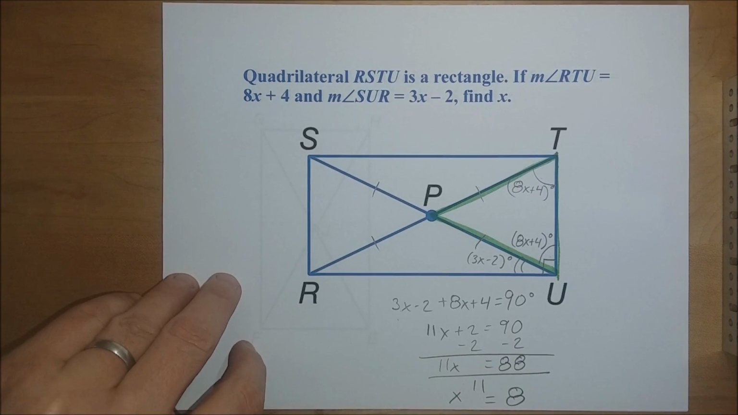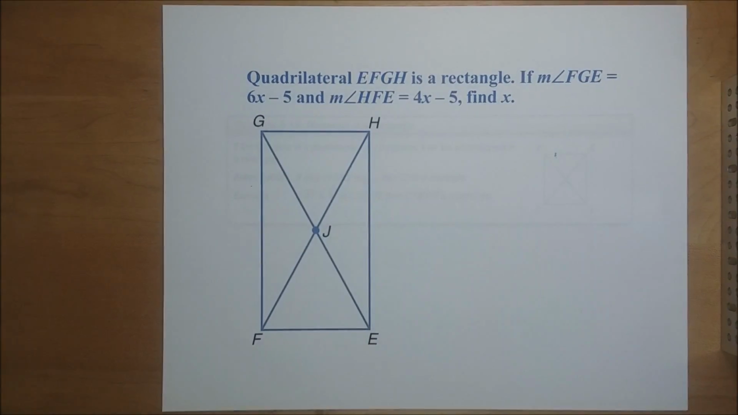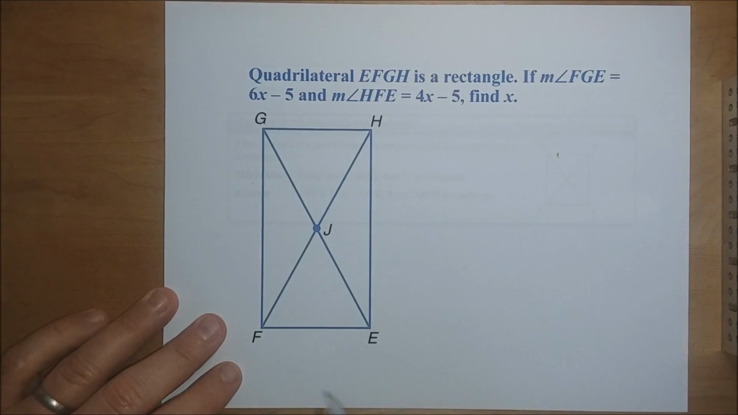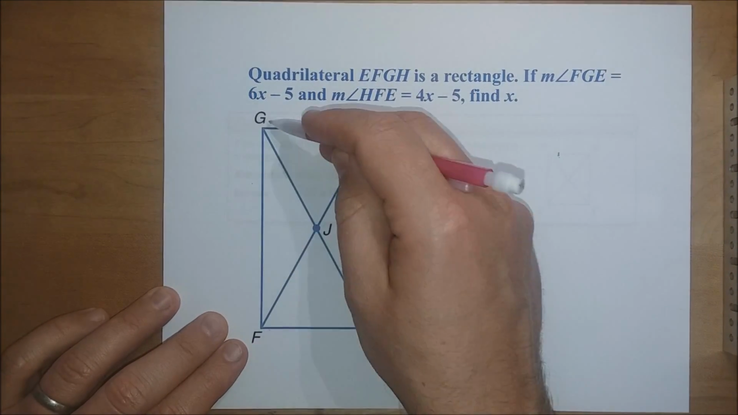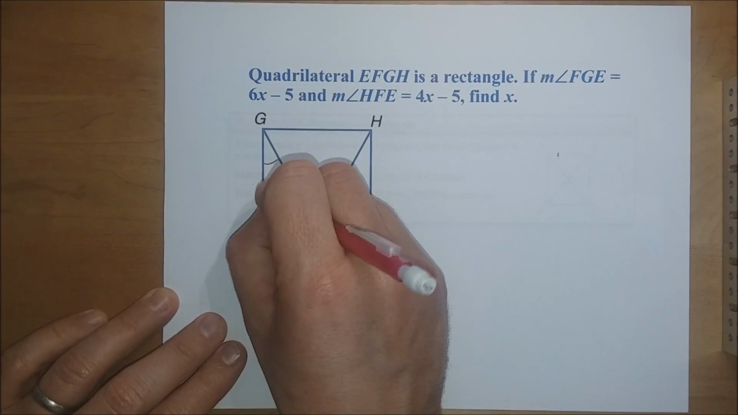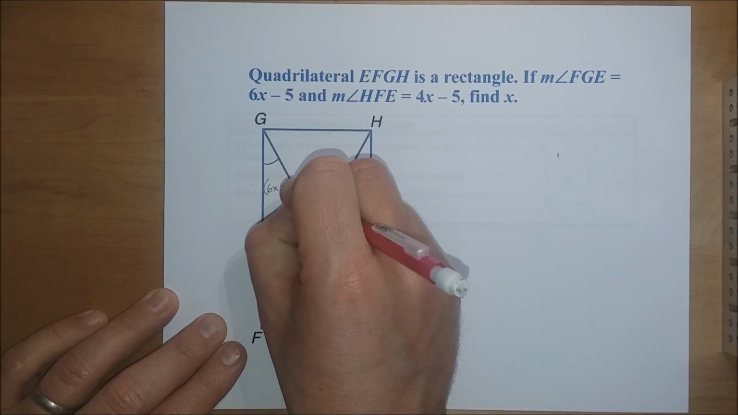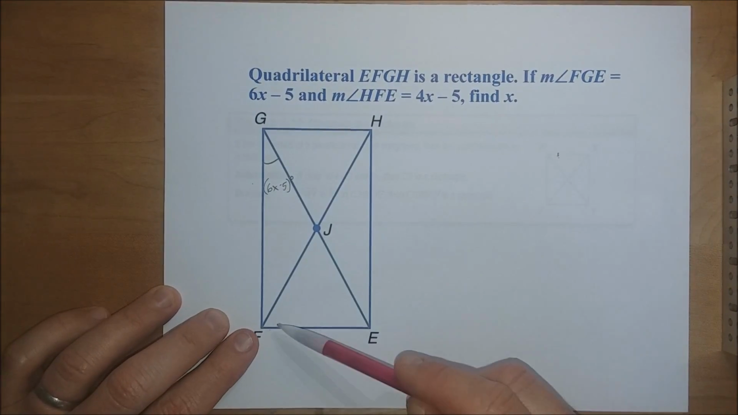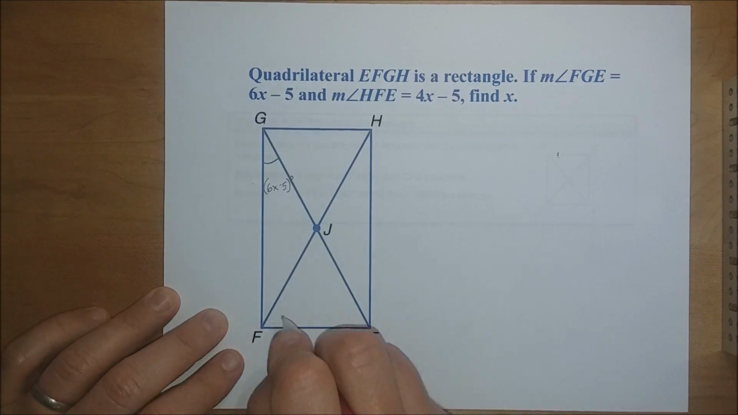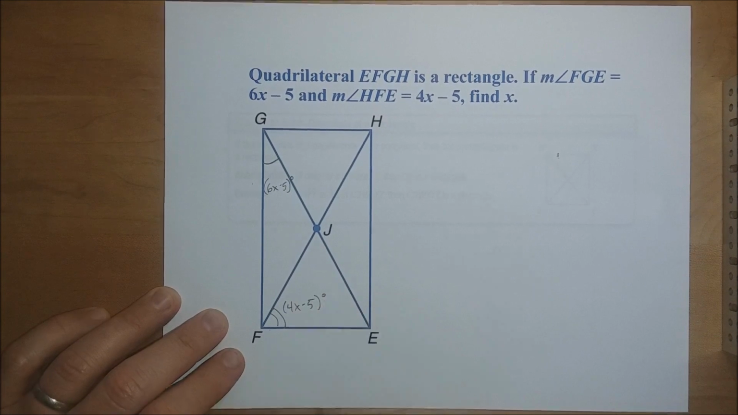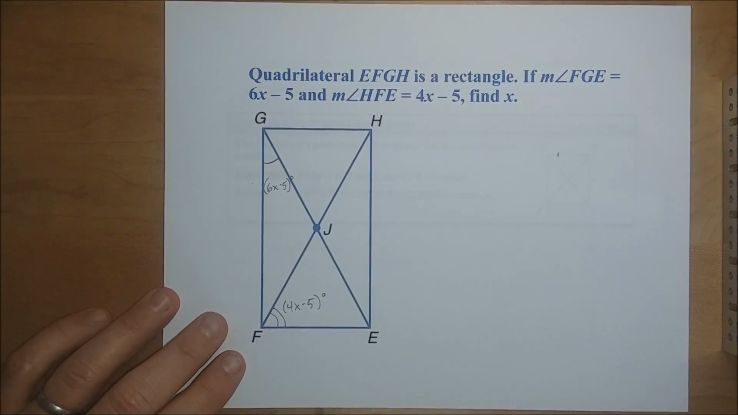All right, let's try another one. Quadrilateral EFGH is a rectangle if the measure of angle FGE, so that's this angle right up here, is 6x minus 5. I'm going to mark that 6x minus 5 degrees. And the measure of angle HFE, this angle down here, is 4x minus 5 degrees. Okay, could we find x?